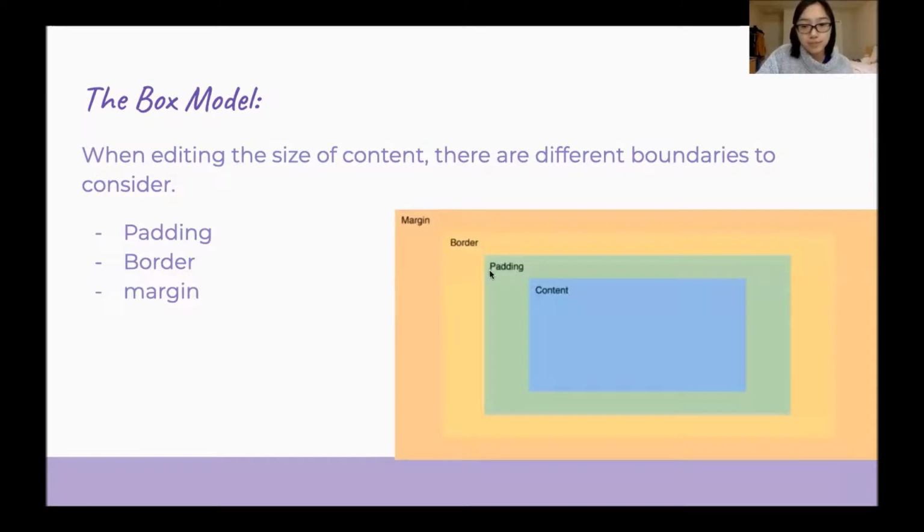So padding refers to the space between the border and the content, and margin refers to the space between the border and the next element next to it. And I have an example.